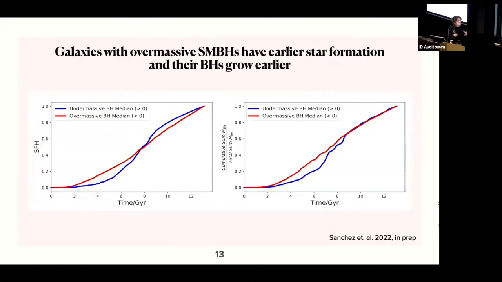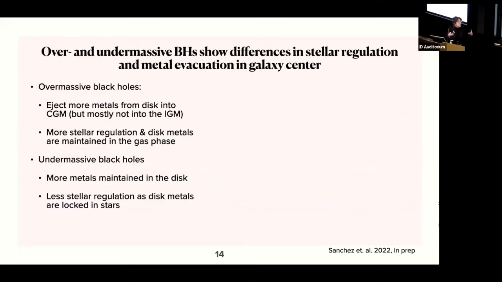And so we can learn a little bit more about this when we think about the evolution of these galaxies through time. So here I have the star formation history as a function of time and the cumulative accreted black hole mass. And in the overmassive black hole case, these galaxies that end up with overmassive black holes have earlier star formation and earlier black hole growth, which leads us to this conclusion that we have these two evolutionary pathways, where in the case where the galaxies grow earlier and their stars are forming earlier and their black hole is growing earlier, you have two effects. The black hole is ejecting more metals from the disk out into the CGM, but not necessarily out into the IGM. And there's more stellar regulation, and you're seeing more of those disk metals being retained in the gas phase.